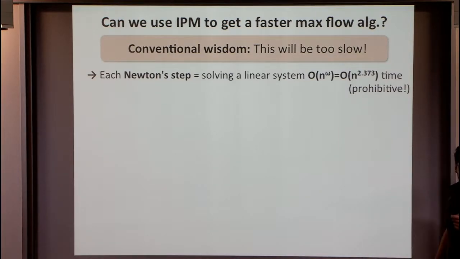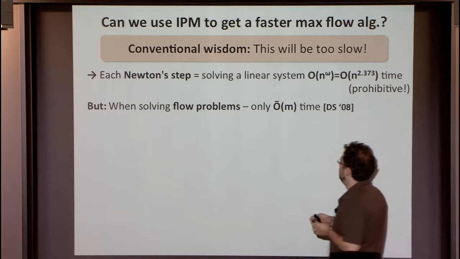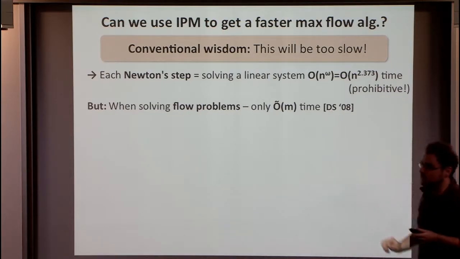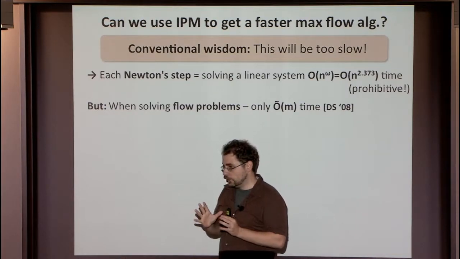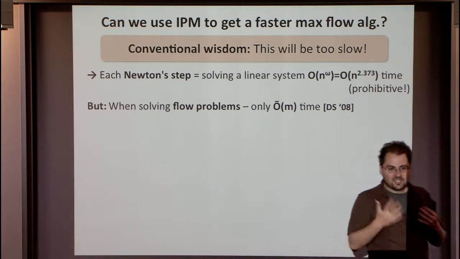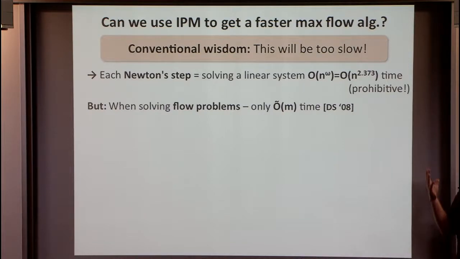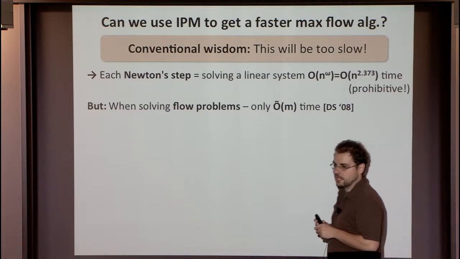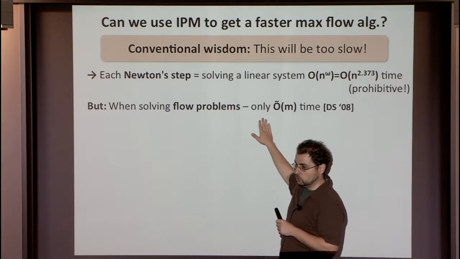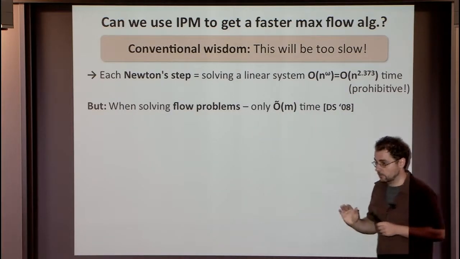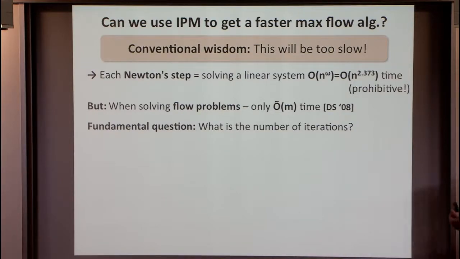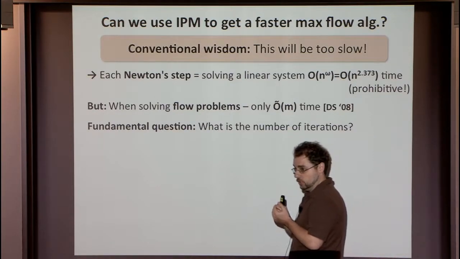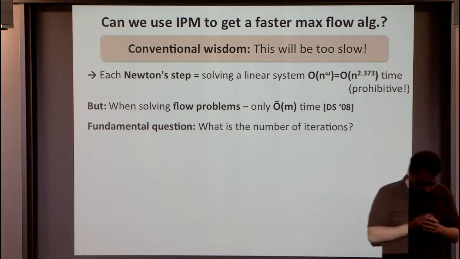However, this is only conventional wisdom, and it was first observed by Daitch and Spielman that when you look at the LP formulation of max flow, the linear systems that appear essentially correspond to Laplacian systems. For these we actually know fast algorithms, and we can implement each of the Newton steps in near linear time. That's very good news, because each step we can take in near linear time. It's the fastest we can hope for.